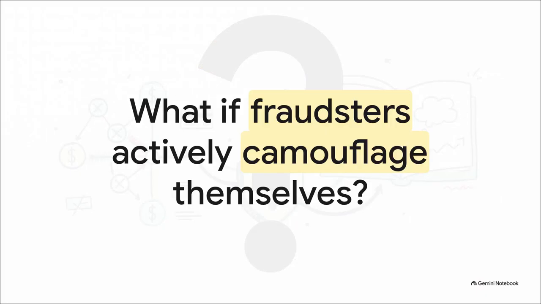Which naturally leads me to this big question. What happens when fraudsters actively camouflage themselves? How on earth do we catch sophisticated fraud rings that deliberately connect themselves to legitimate nodes, like buying a few normal items from trusted merchants, just to trick the GNN into thinking they're safe?